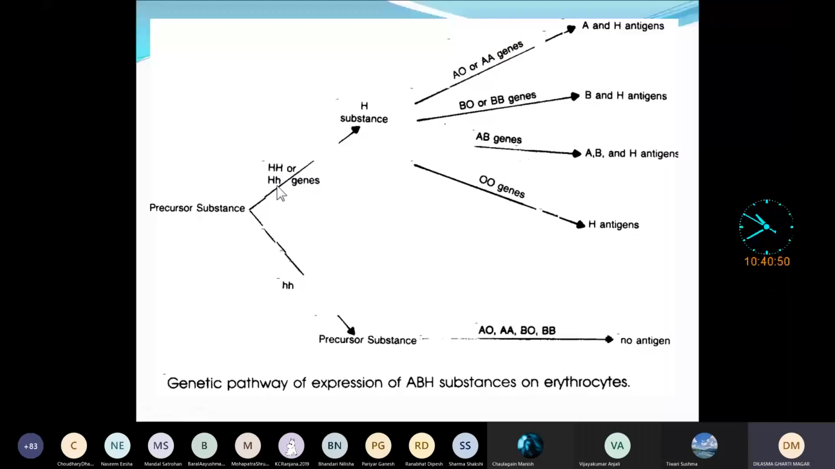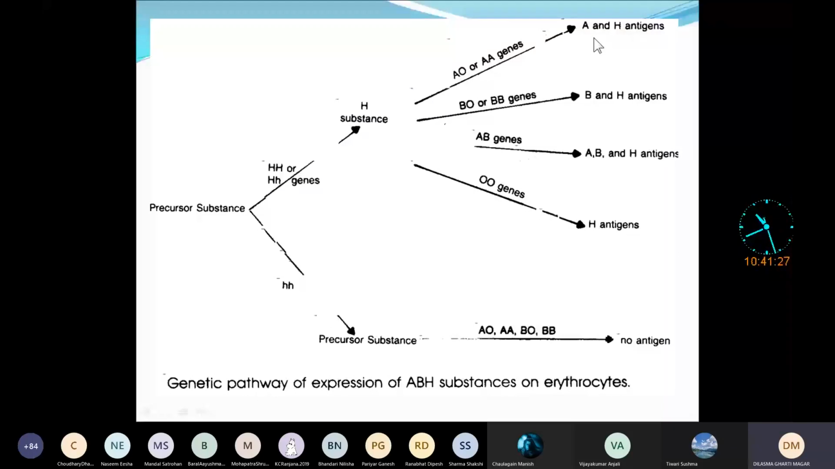So whenever there is the dominant H, HH, both the homozygous and the heterozygous, one is the small h and another one is the big capital H, it will produce the H substance. I told you the H substance will produce the AO genes or the AA genes. In case of the AO, it will not produce anything, isn't it? This AA genes will give rise to the A and then the H antigen. That's why the blood group becomes the A blood.